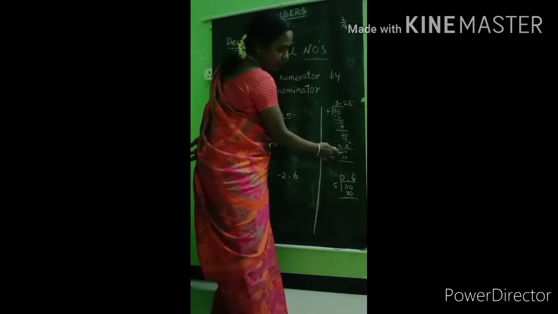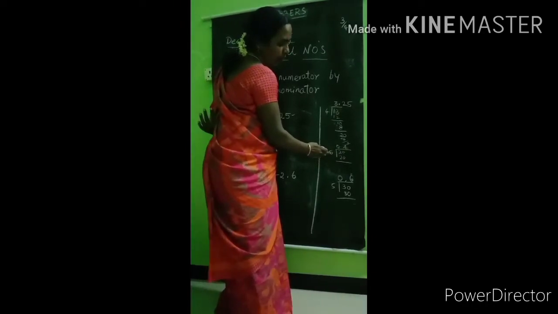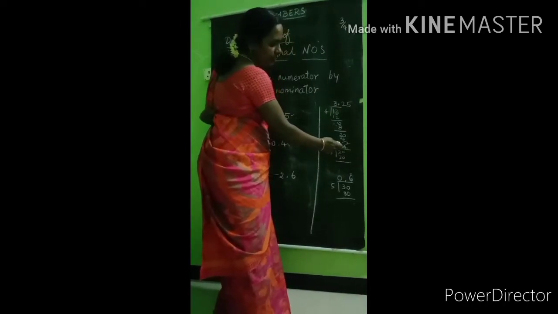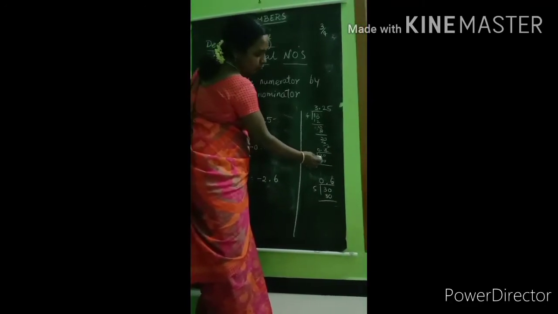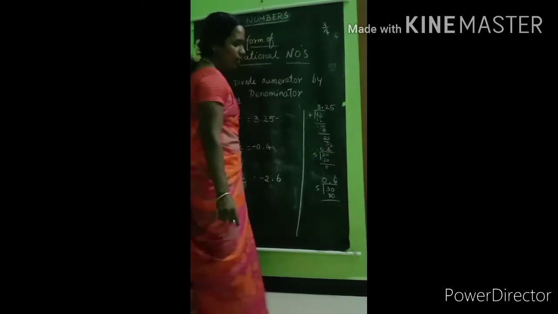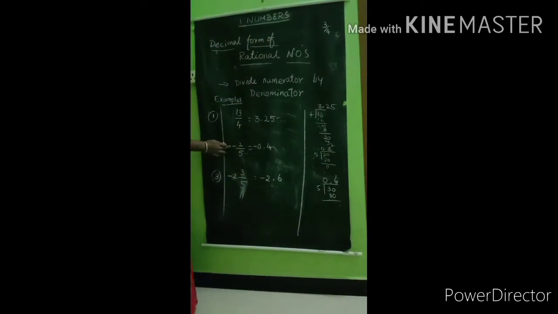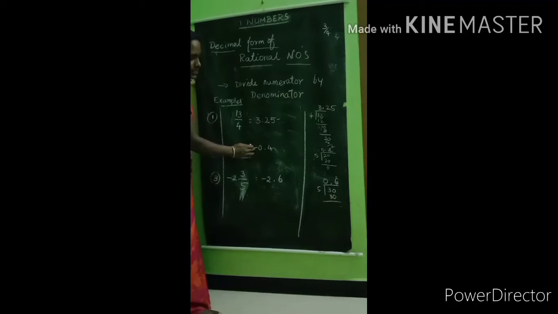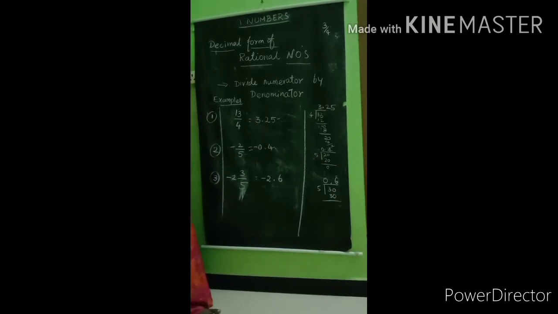So we get 20. How many times is 5 in 20? 4 times. So 4 5s are 20. The remainder is 0. So your answer is 0.4 only. Already the question is given with a negative sign. So minus 0.4 is your answer.